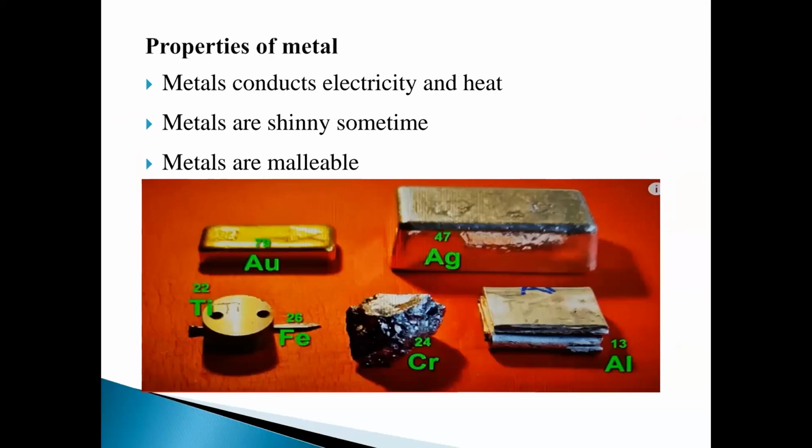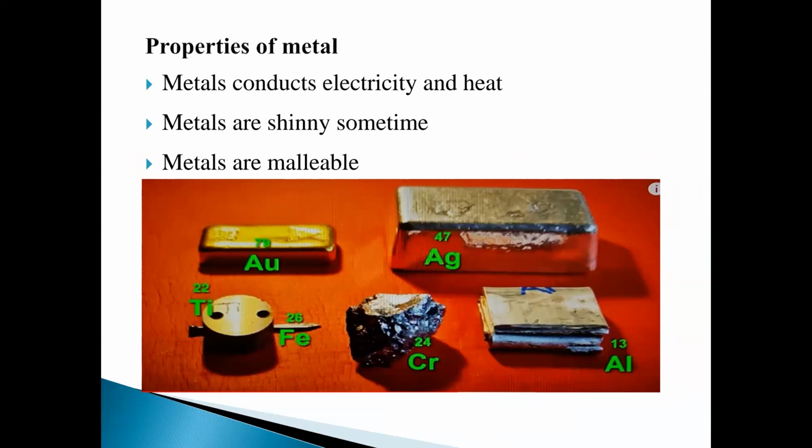So now we come to properties of metal. I think everyone knows the properties of metal. Is there anyone who doesn't know the properties of metal? We know that metal conducts electricity and heat, right? But it depends what kind of metal it is. Metals are shiny sometimes. Metals are malleable.